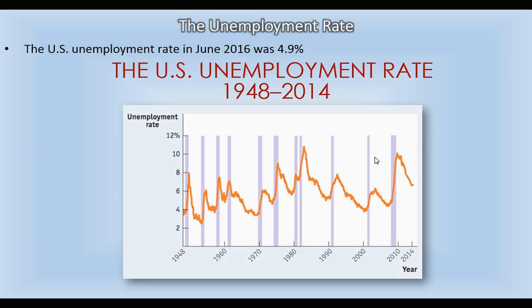These blue bars again represent recessions, contractions, and as we see, the unemployment rate tends to go up during those periods. Of course, that's because the economy is contracting. That means there's less being produced, which means more people are going to be out of jobs.